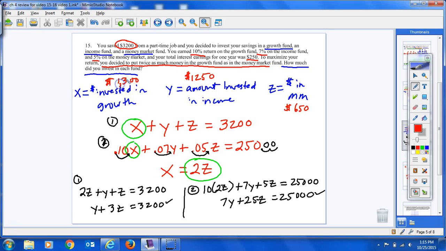And so those end up being our final investment amounts. 1,300 in growth, 1,250 in income, 650 in money market. And that's the solution to this 3-variable problem. You'll have one very similar to that on your test. So make sure you can set up the system and use whatever method you choose, either substitution or elimination, to come up with the values of your 3 missing variables.